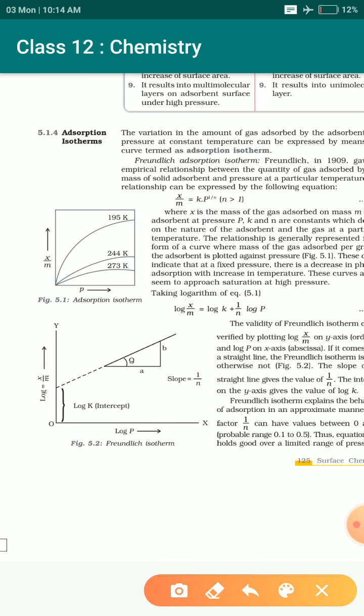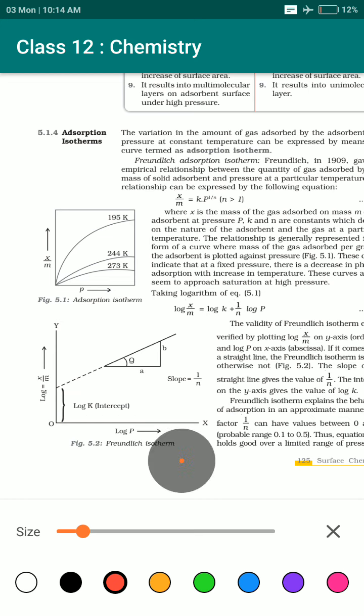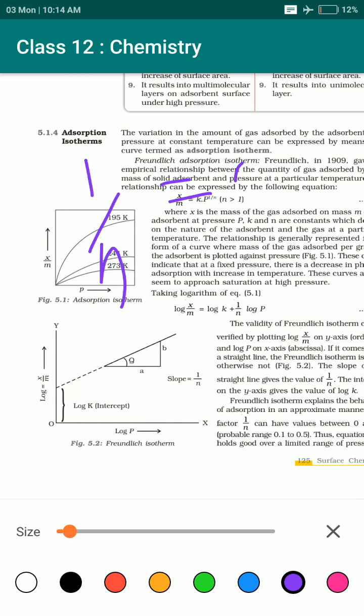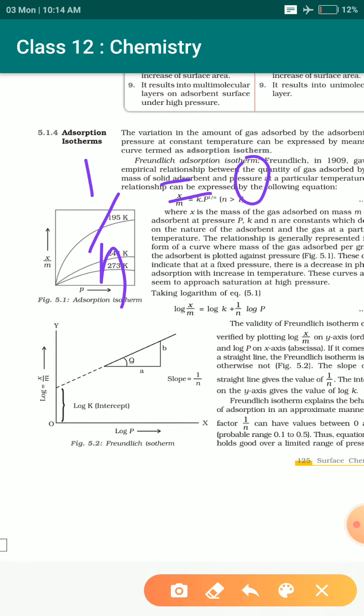So what does that mean? If the value of 1 by n is equal to 0, what will be the equation then? x by m equals k into p to the power 0. What is k into p to the power 0?